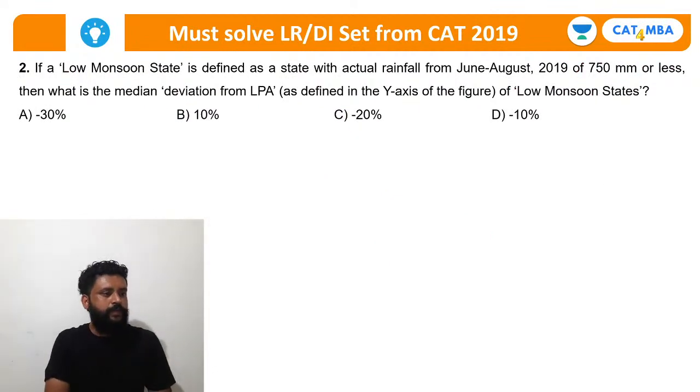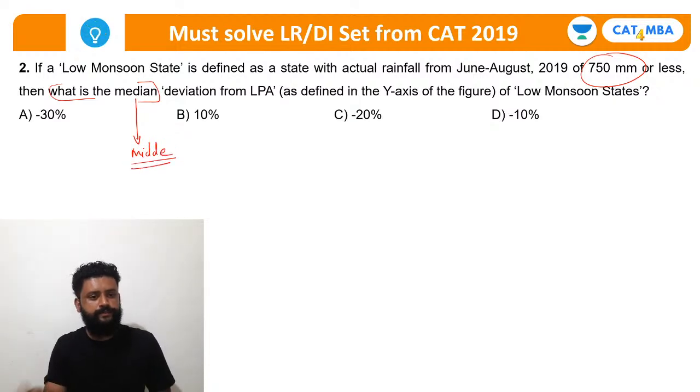Second question. If a low monsoon state is defined as the state with rainfall from June to August 2019 of 750 or less, then what is the median? Median simply means middle. Okay, that's it. So let's come back to the graph. Low monsoon state: 750 mm or less.